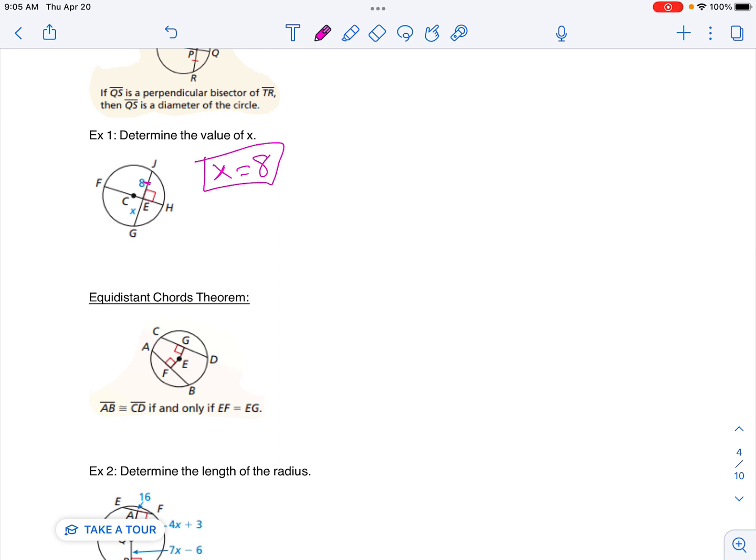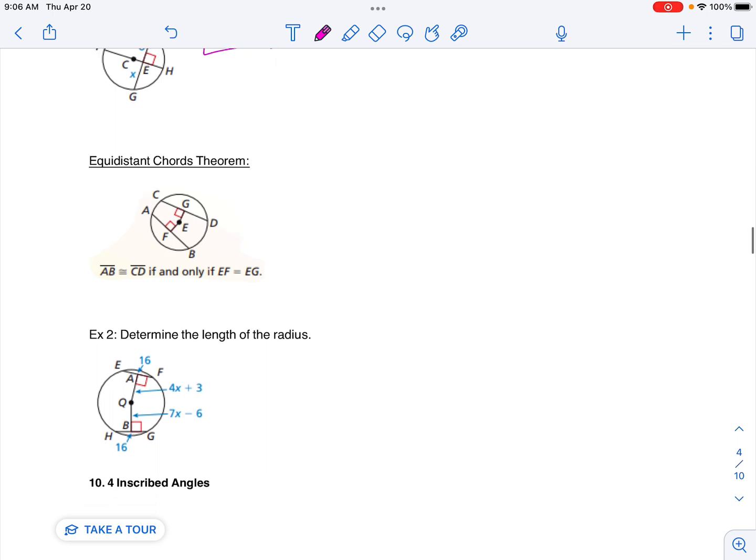Equidistant chords theorem. If you have chord AB is congruent to chord CD, then line EF is equal to EG, and because they're perpendicular, you want the shortest distance from the line to the center to make that perpendicular. So looking at this, still just applying that information, we see that EF and HG are both 16, therefore AQ and QB are going to be the same length.